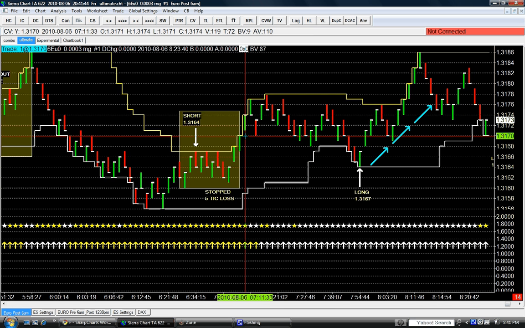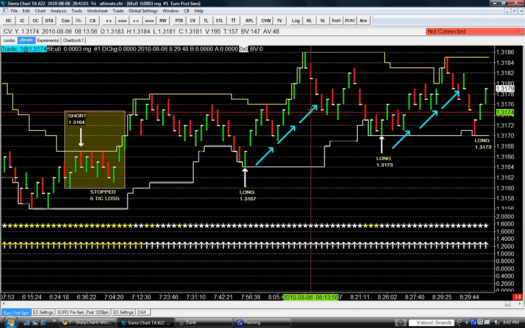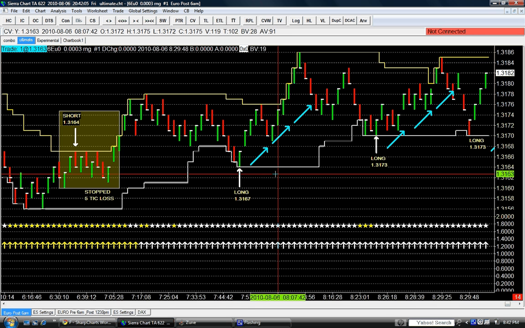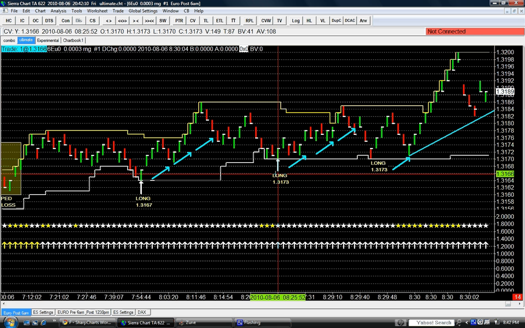Your next signal was here. It was a long position. You can see that we touched the white channel line, and both the arrow and the star are white. And you can see what the ensuing rally was all about. Yet another long here at 31.73. This situation got you out of just the first position, and the other two went to break even.